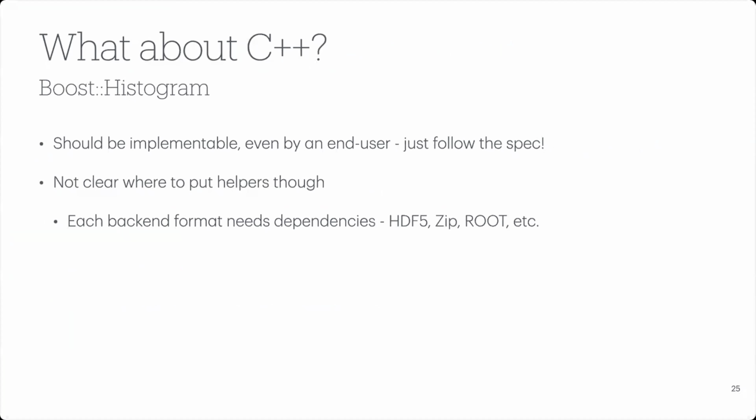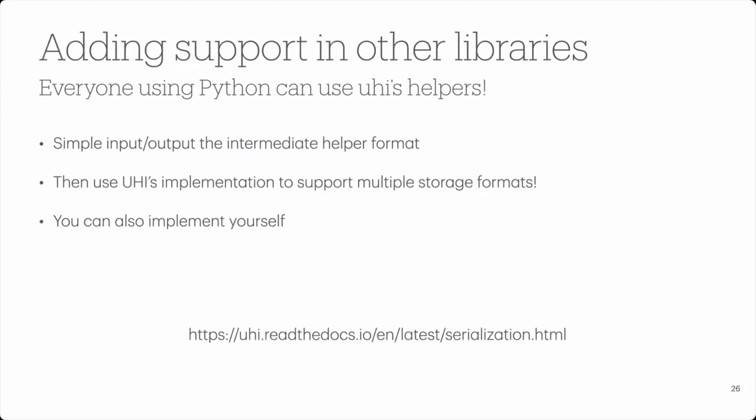For C++, you should be able to implement this as well. Again, it's a spec that you can just follow. It's not completely clear where to put these helpers because C++ does have dependencies. So you would probably want to use HighFive for HDF5, for example. And you can't really implement that in the boost libraries. So you need to put that somewhere. And similar things for zip files, you know, how to read NumPy arrays, etc. But you should definitely be able to implement this in C++. Even end users should be able to.